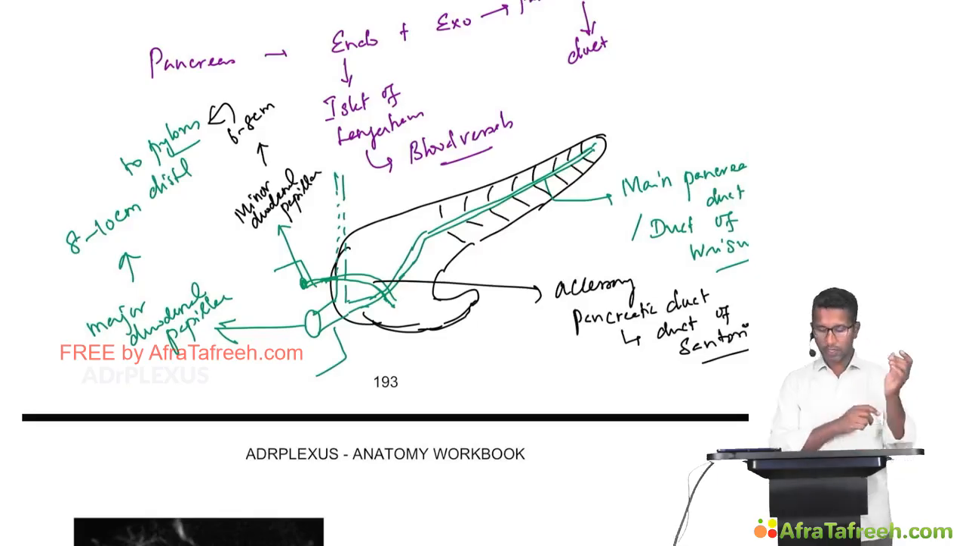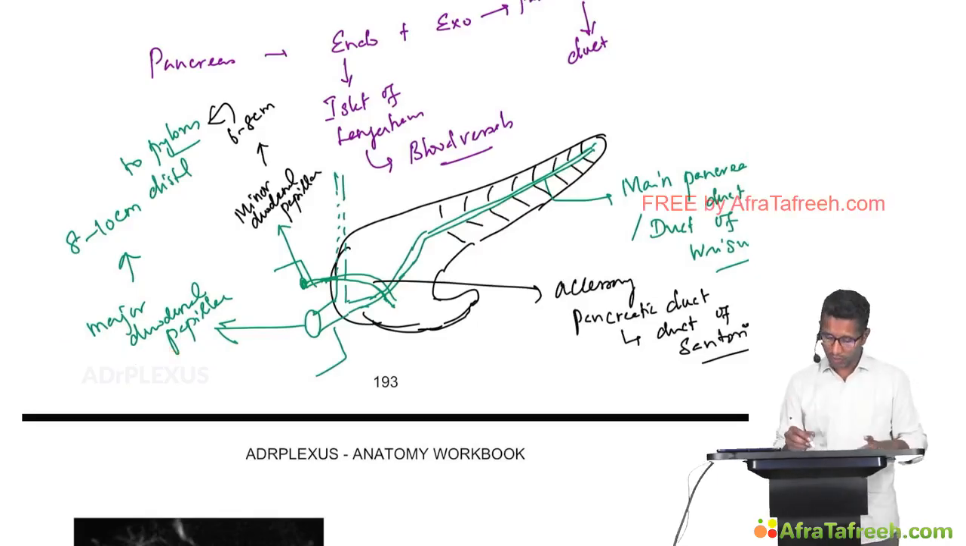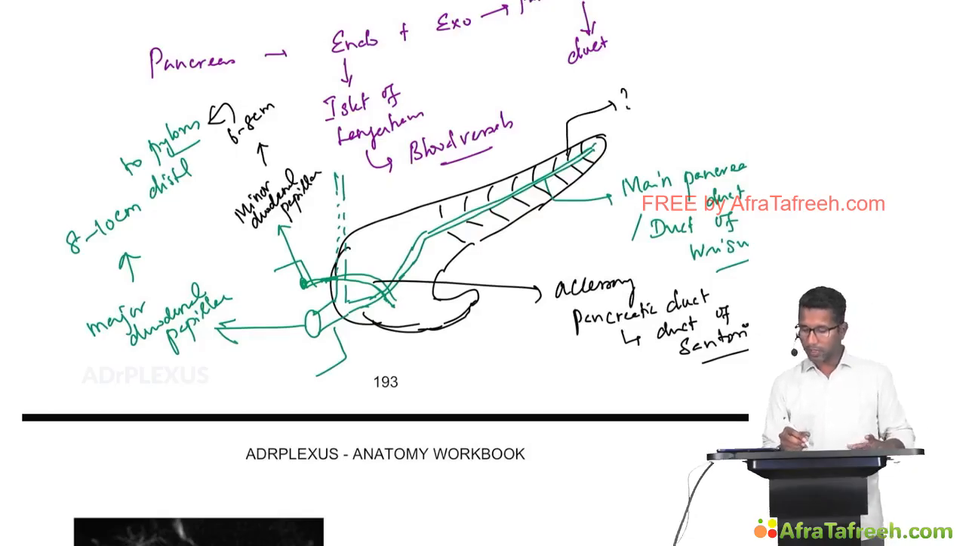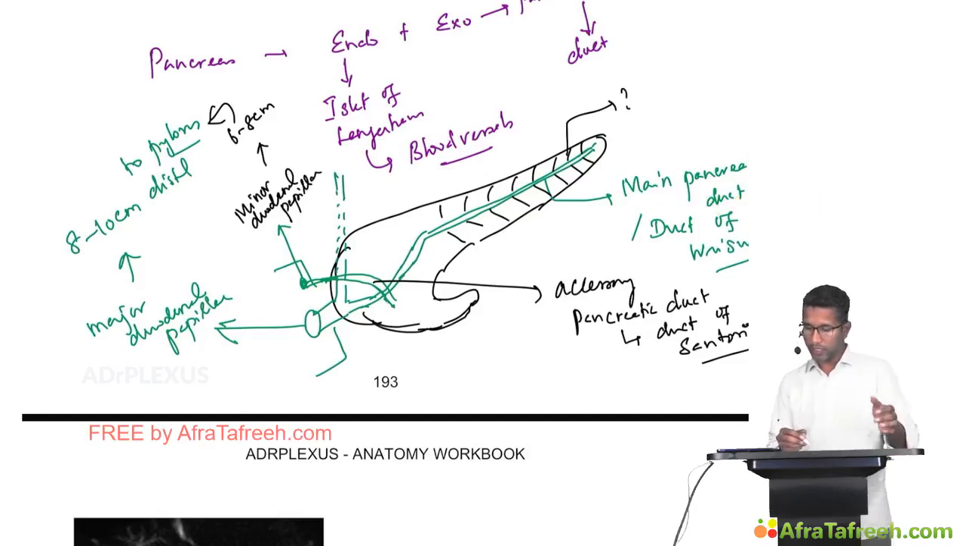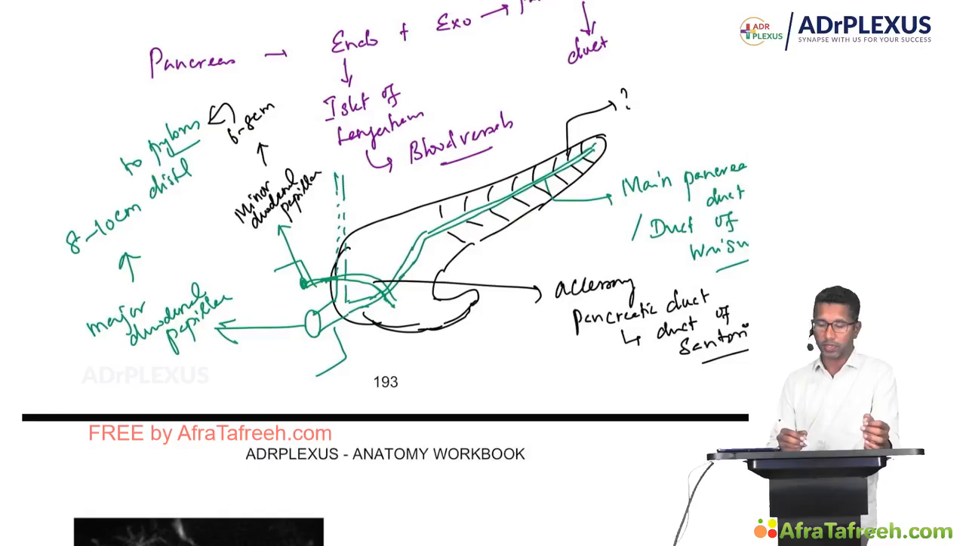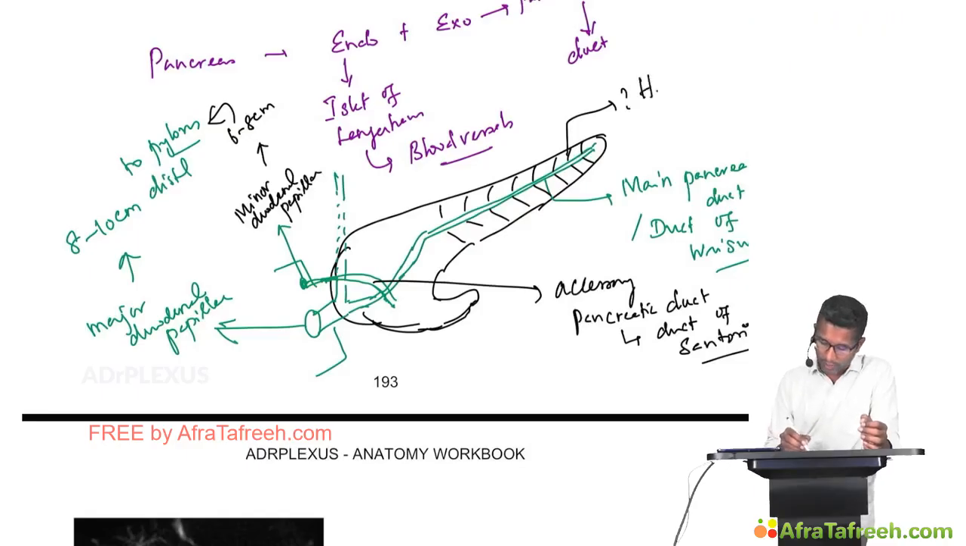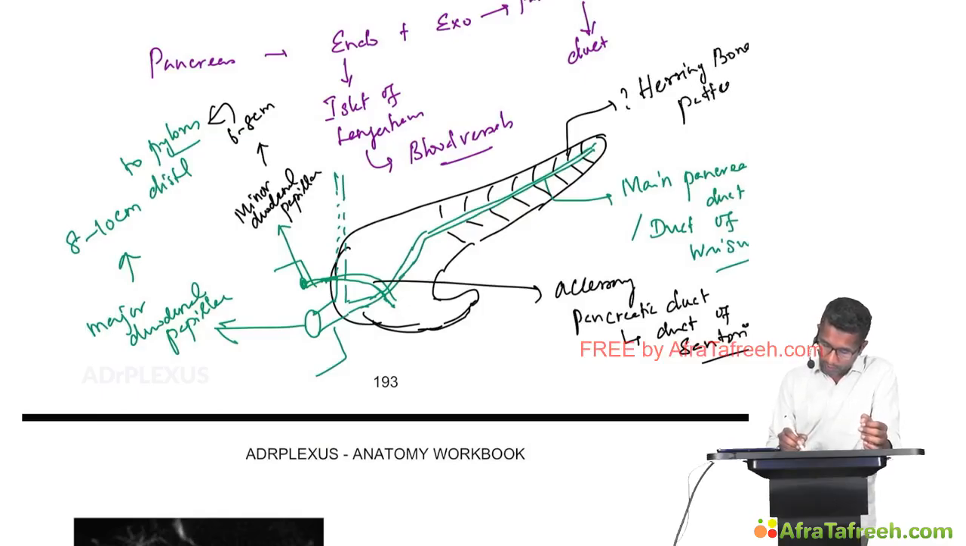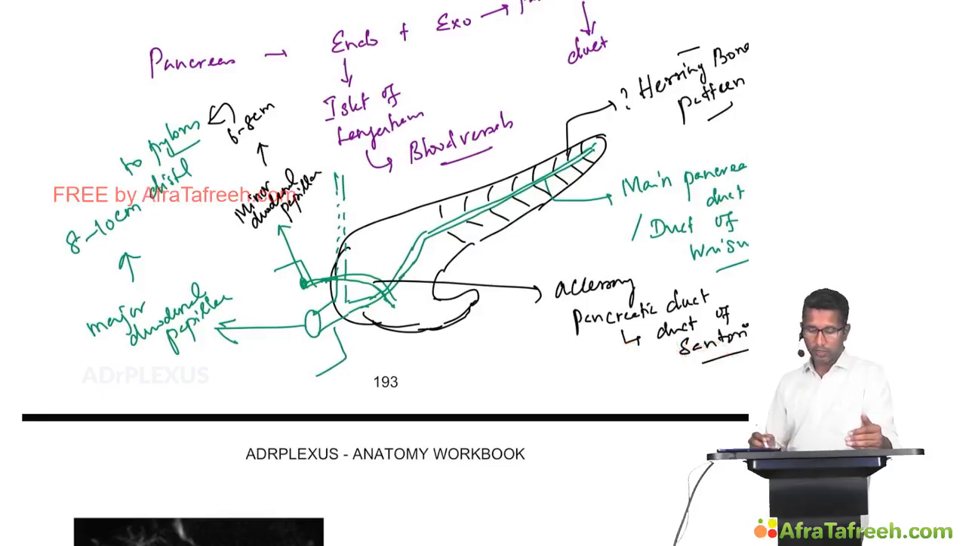So this classical appearance of the duct system of the pancreas is called, yes guys, anybody, what is this pattern called? I think you would have studied this. This pattern of arrangement of the duct system in the pancreas is called the herringbone pattern. So the pancreatic duct receives its ducts in the herringbone pattern.